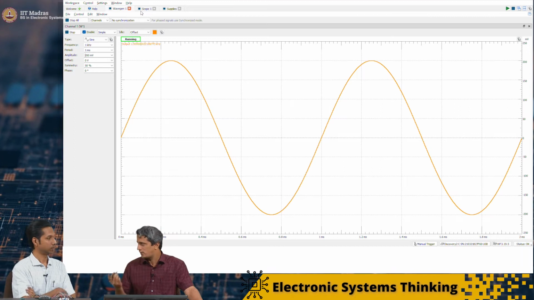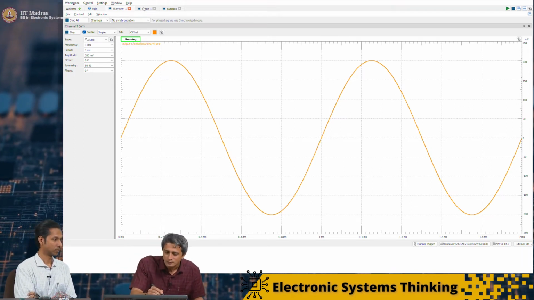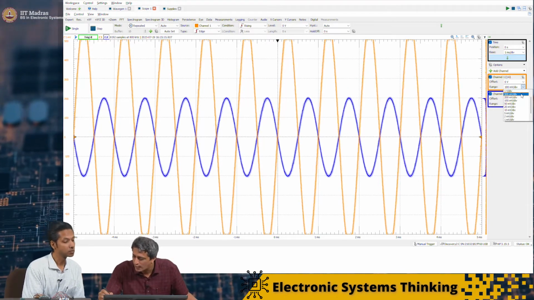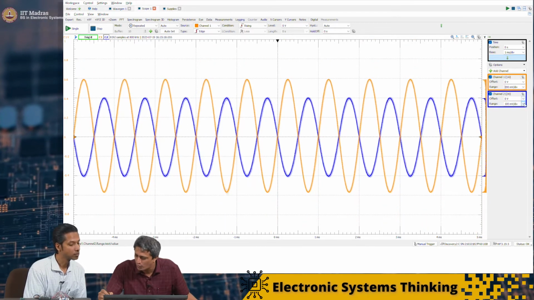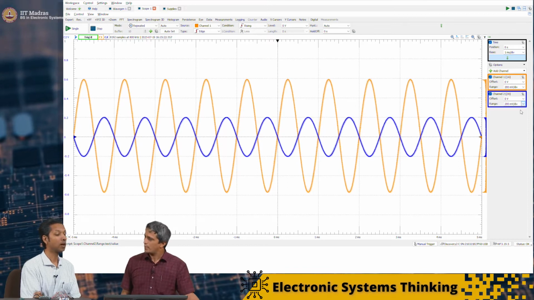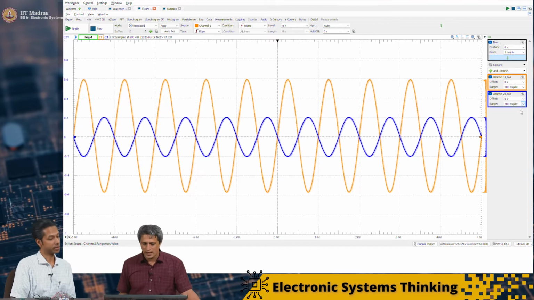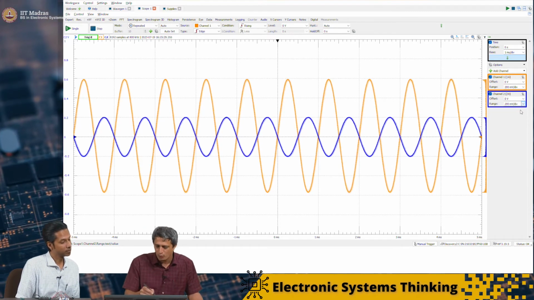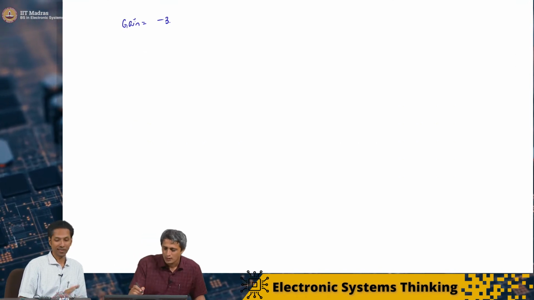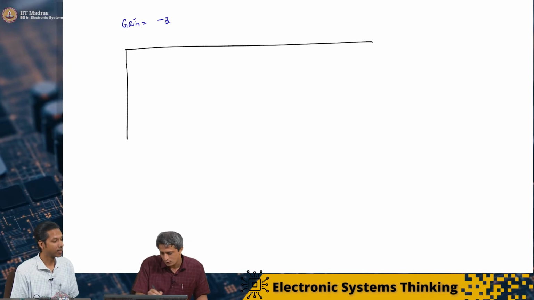The gain is minus 3. So therefore the output should be about 600 millivolt. I have to make this 200 millivolt too. Let me make both of them 200 millivolt. Yeah, it's coming correctly. It is exactly about 600 millivolt. And you can see that both of them are still valid sine waves, and they are still 180 degrees apart. Exactly. So let's make a table here.